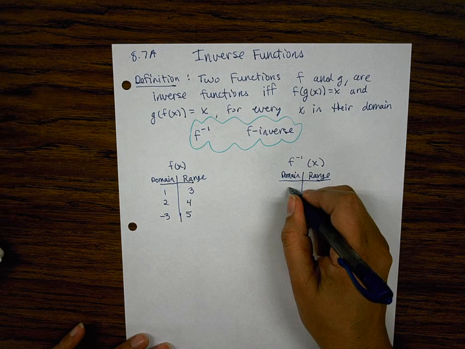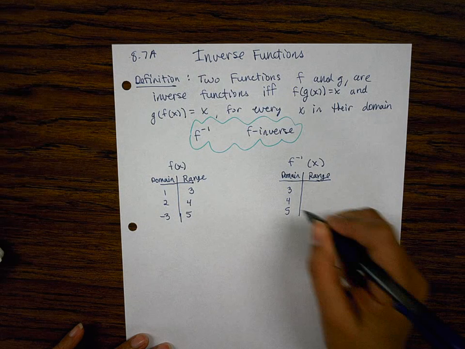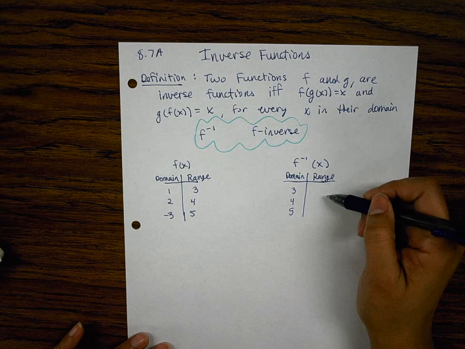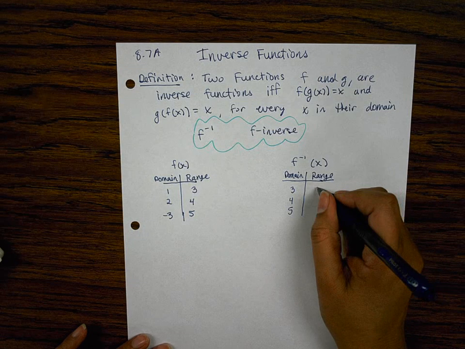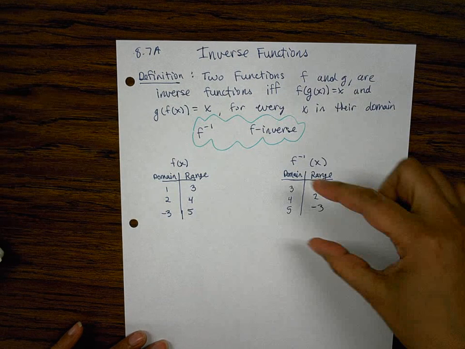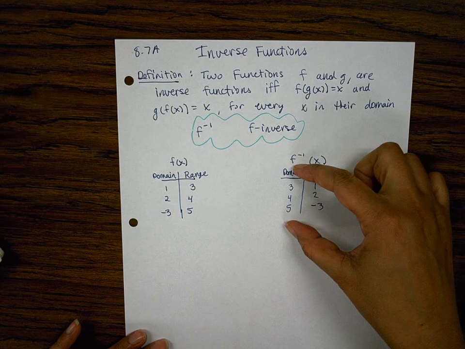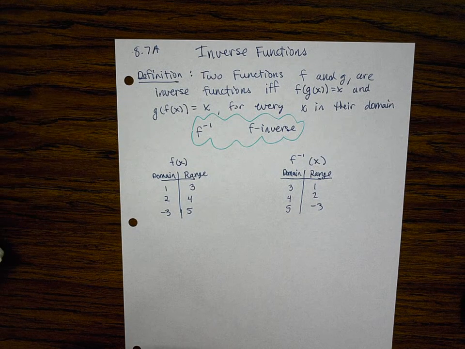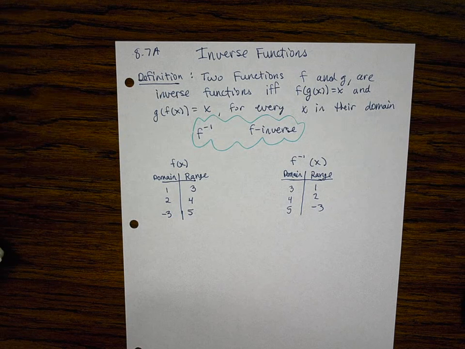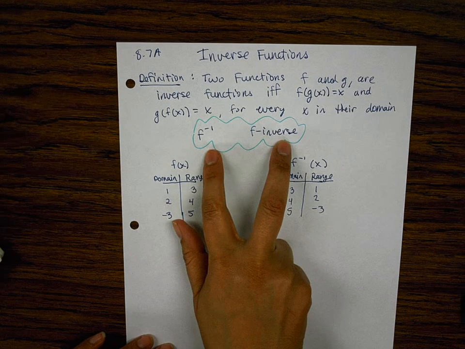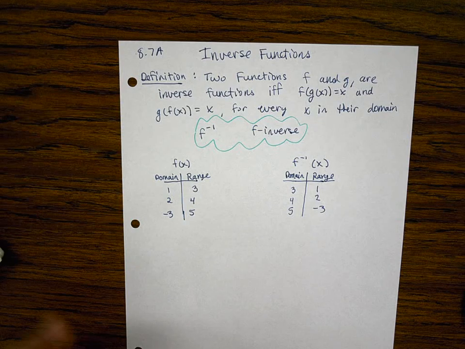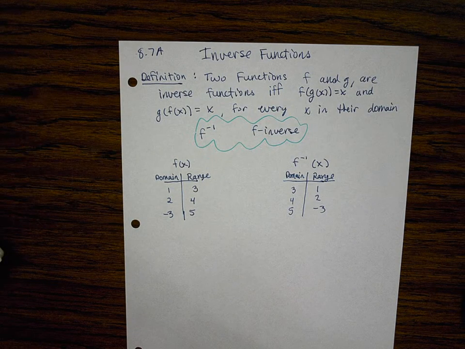Domain, range. The range becomes the domain, 3, 4, 5, and the domain becomes the range over here, 1, 2, -3. So this domain becomes the range, this range becomes that domain. They just pretty much flip-flop over. And it's always going to happen if they are inverse functions.